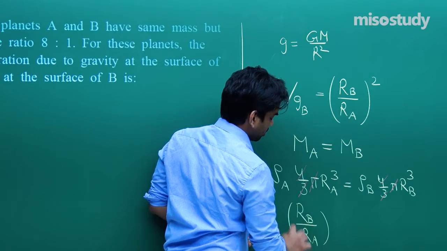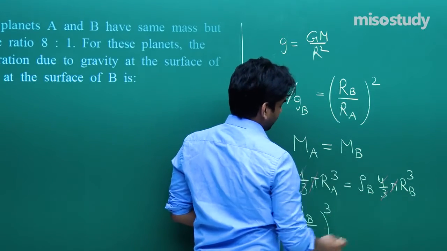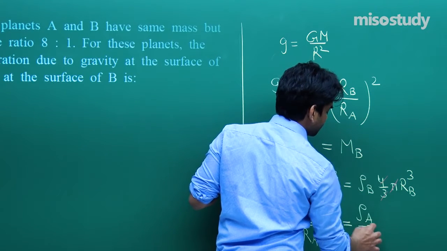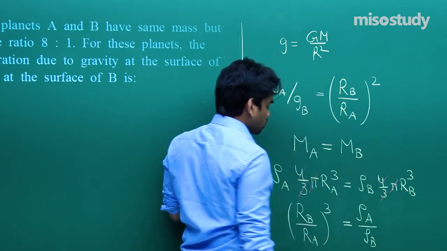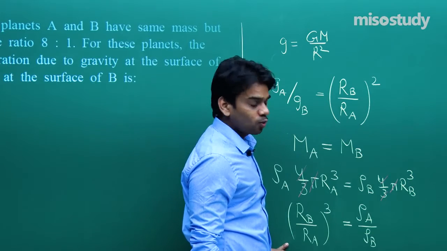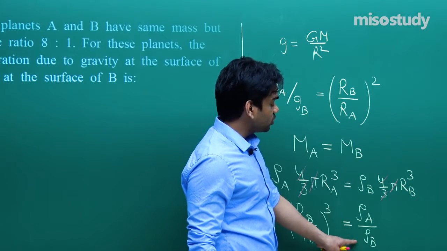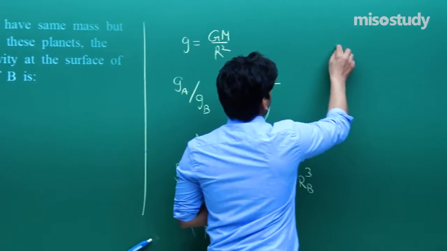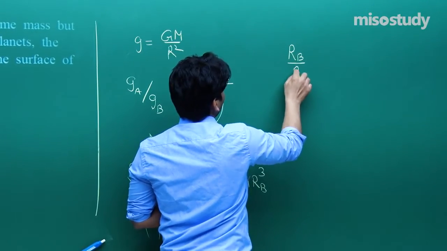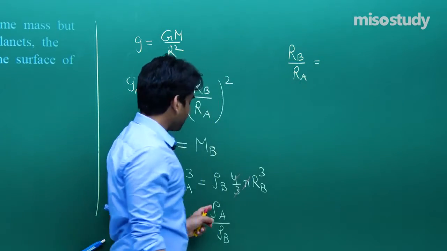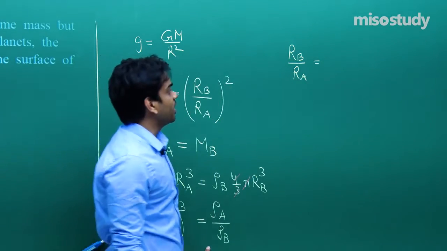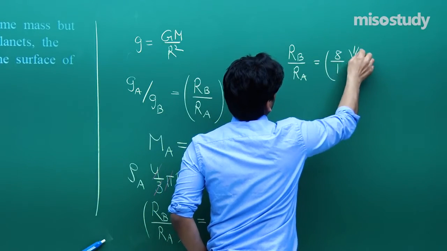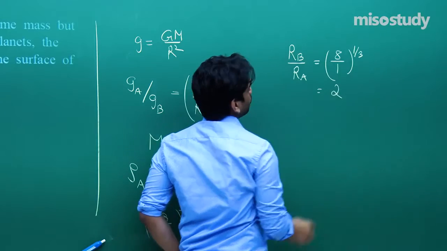From here, Rb by Ra whole cube will be rho A by rho B. So Rb by Ra will be what? Quite obvious, Rb by Ra whole cube is equal to rho A by rho B, and rho A by rho B is 8:1. So we will do 8:1 to the power 1 by 3. This will be equal to 2.